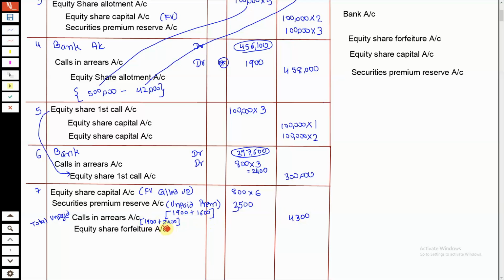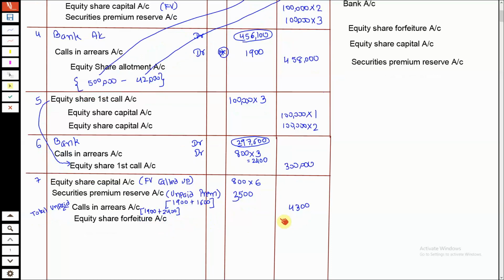Now in share forfeiture, for doing the calculation faster you can take the balancing figure. So 800 into 6, 4800 and 3500. So this much was the debit, 8300.